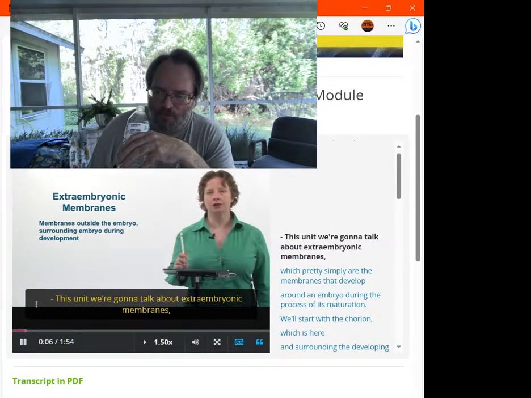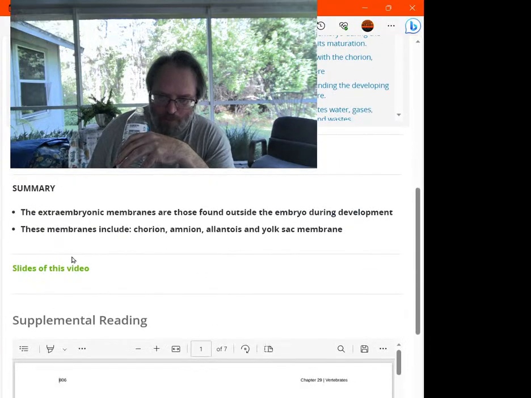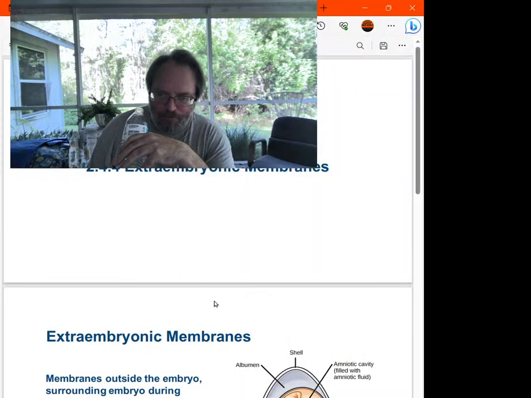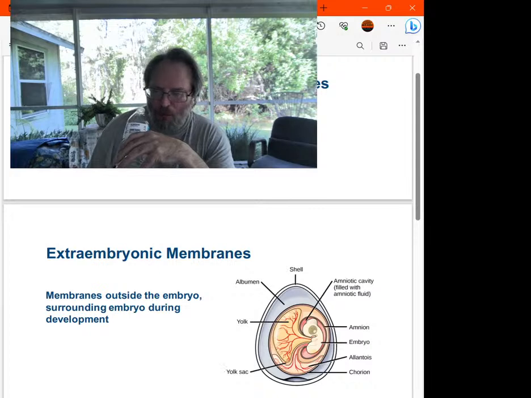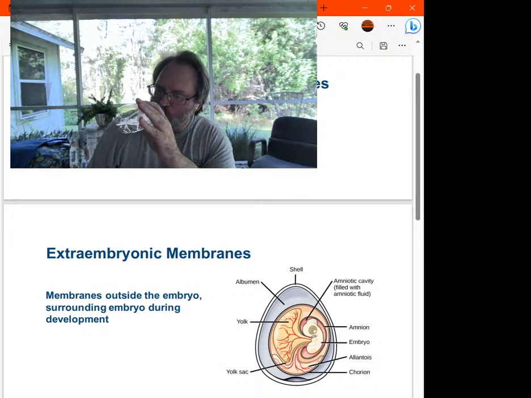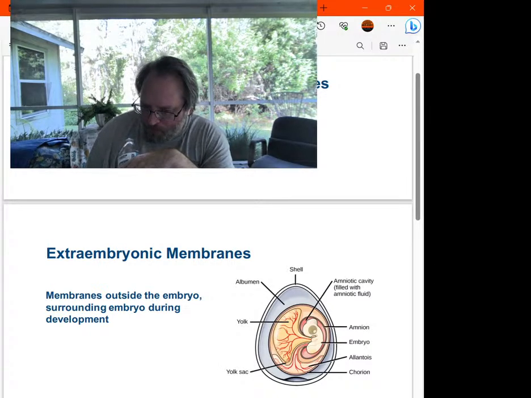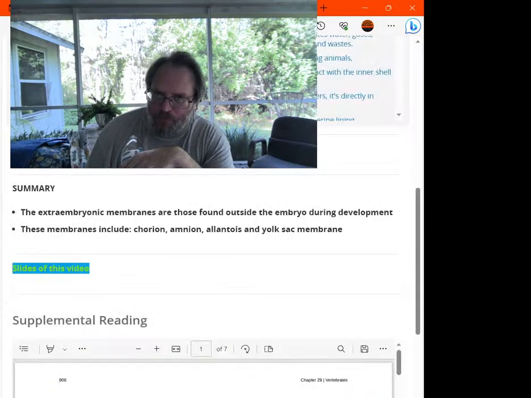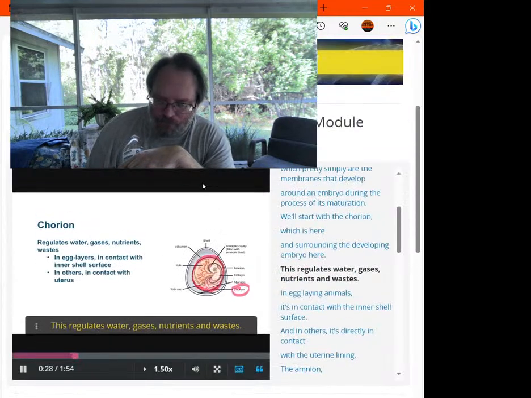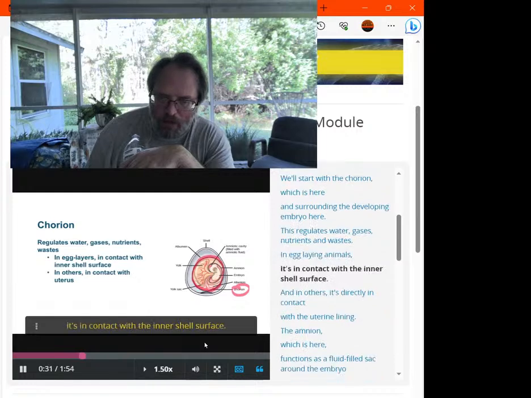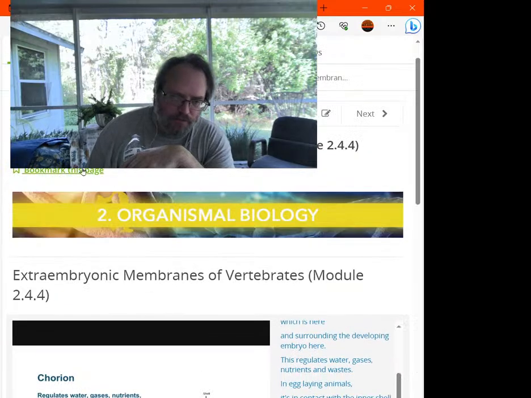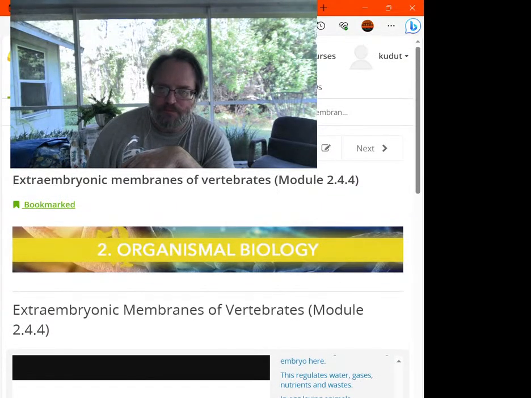In this unit, we're going to talk about extraembryonic membranes, which pretty simply are the membranes that develop around an embryo during the process of its maturation. We'll start with the chorion, which is here, surrounding the developing embryo. This regulates water, gases, nutrients, and wastes. In egg-laying animals, it's in contact with the inner shell surface, and in others, it's directly in contact with the uterine lining.